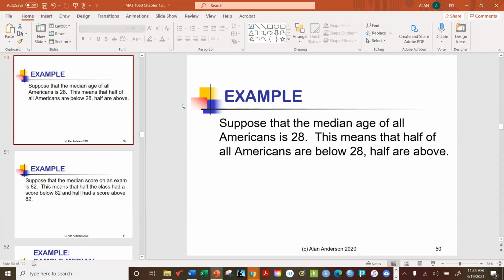Now, let me show you a couple of simple intuitive examples. Let's say that you were told that the median age of all Americans is 28. That means half the country is younger than 28 and half is older than 28. That doesn't mean it's the average, but it does mean it's the halfway point. Half are below, half are above.